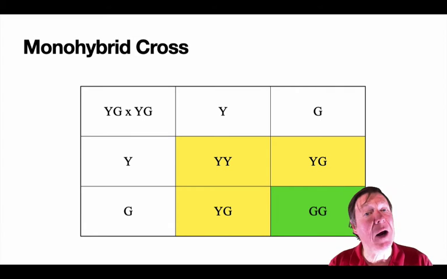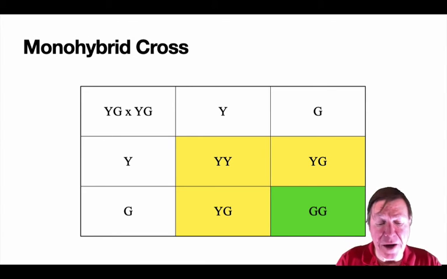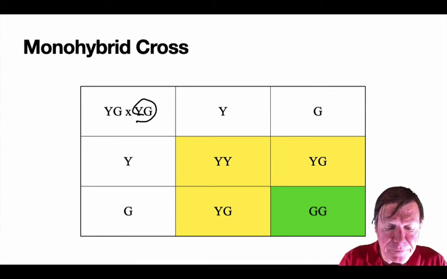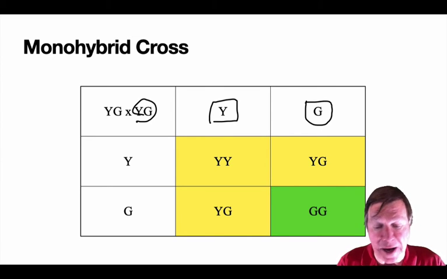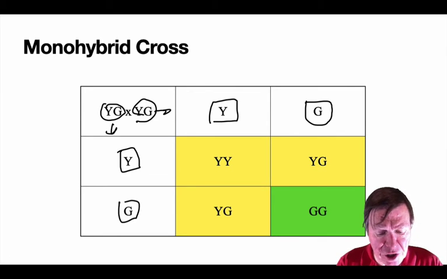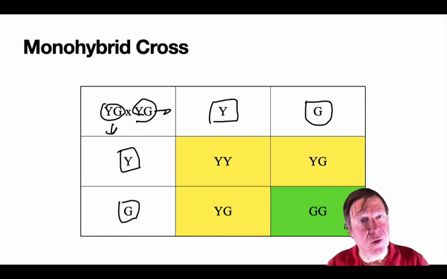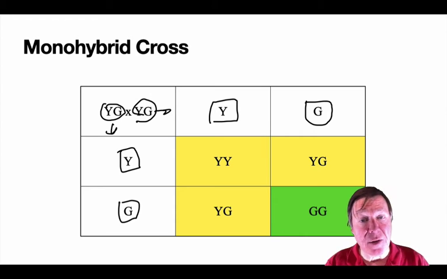Well, what can the parents give? They can only give one. You don't pass on both of them. The law of segregation. All right? If this parent, what can they give? They could give a Y or they could give a G. They can't give both. This parent can give a Y or it can give a G. Can't give both. You can only give one. So now we just look at what are the possible combinations that each could have.